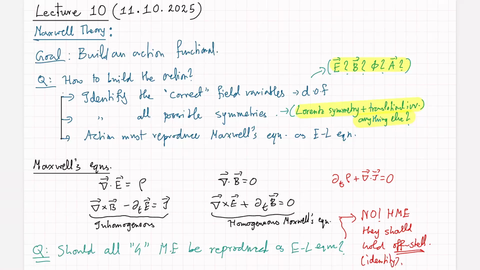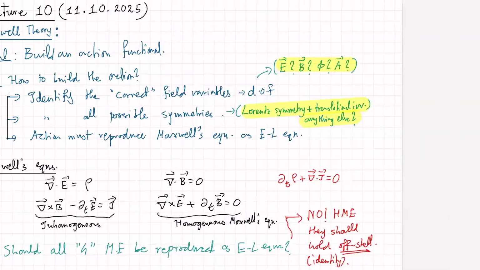Sir, does off-shell mean here that they don't follow the Euler-Lagrange equation? Yeah, so off-shell means that irrespective of whether the Euler-Lagrange equation holds or not, this will be true. Does that answer your question? Okay, I hope it's clear.